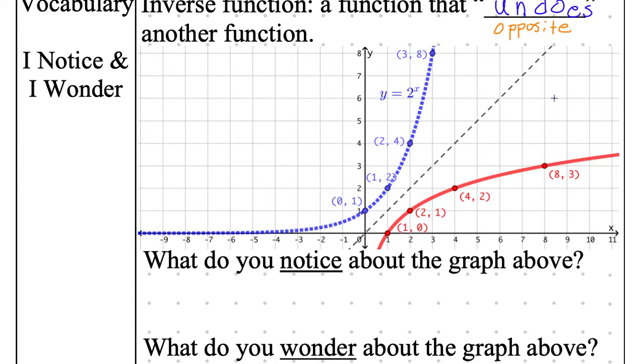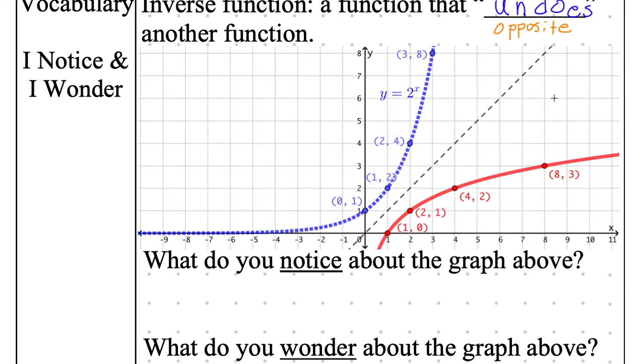So let's do a notice and wonder. I just gave you a really cool graph. There's a ton of information on this graph. I want to know what you notice, something that you observe about this graph, and I want you to write it down. Everyone's probably going to have something a little bit different. What you notice about the graph that I put up here.